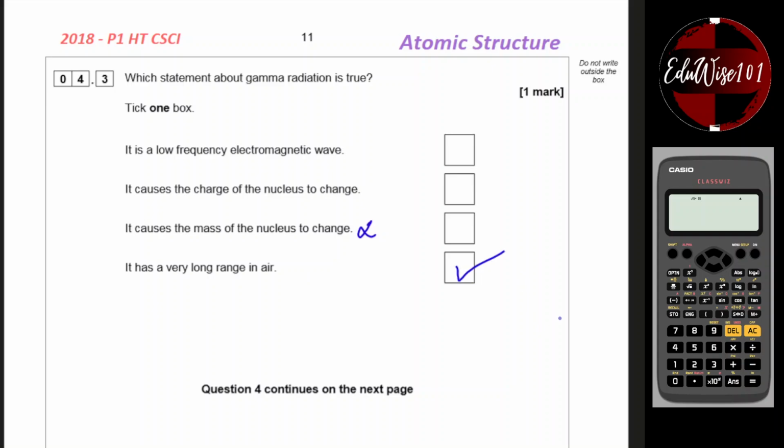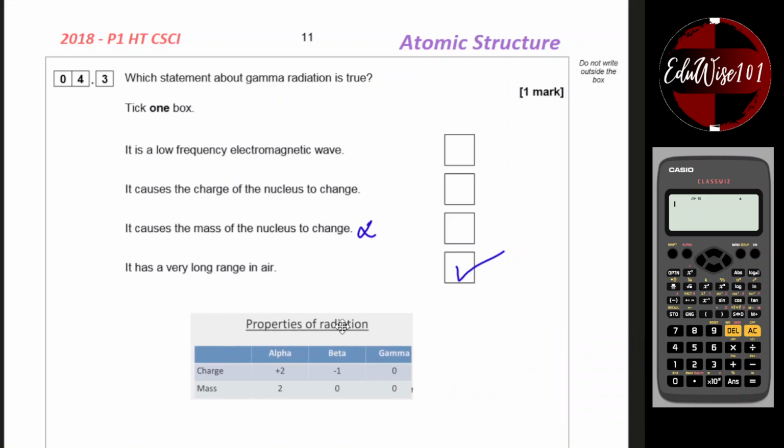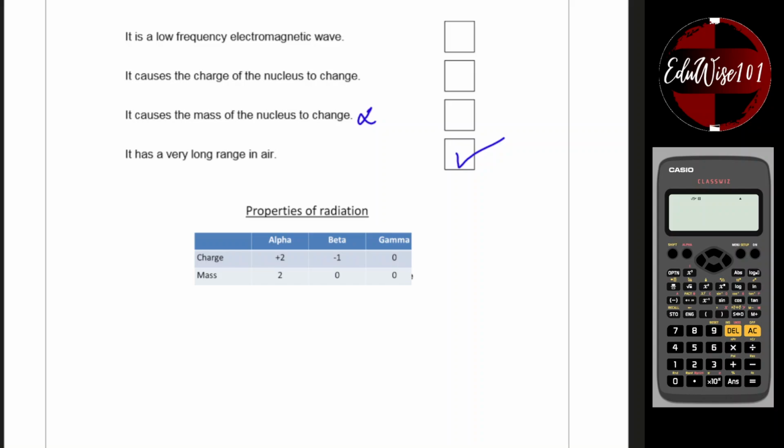That is correct. So these first three questions are actually related to the properties of alpha, beta, and gamma. It's a really good opportunity to revise. So if I bring in some additional notes, properties of radiation, alpha, beta, and gamma. The charge of an alpha is +2. The mass should be 4. Beta is -1 and the mass is 0. Gamma is 0 charge and 0 mass.